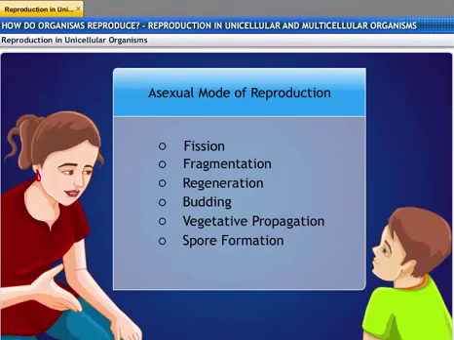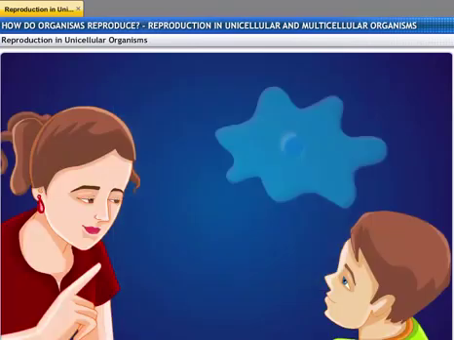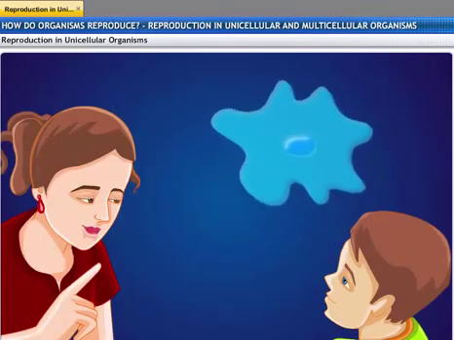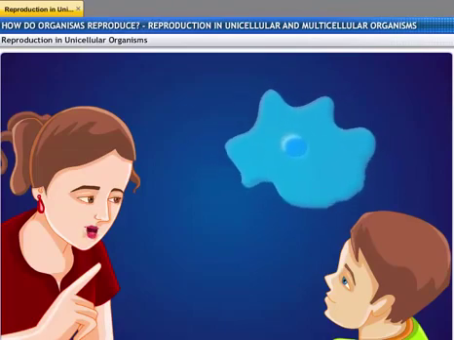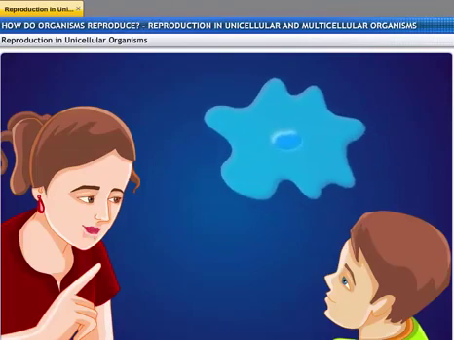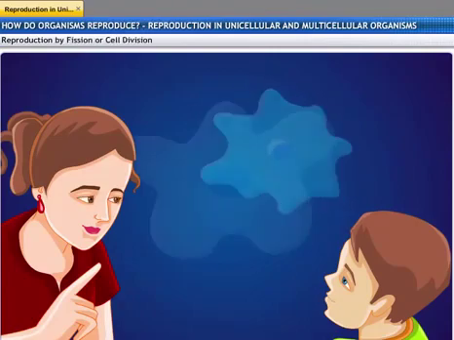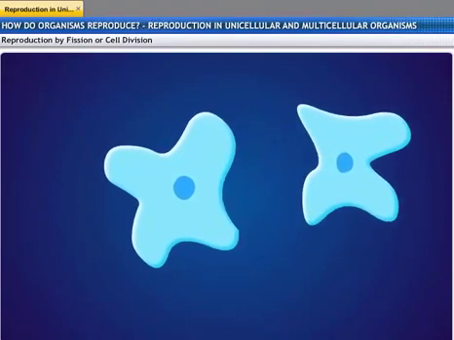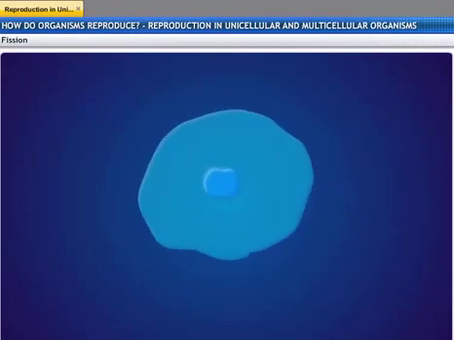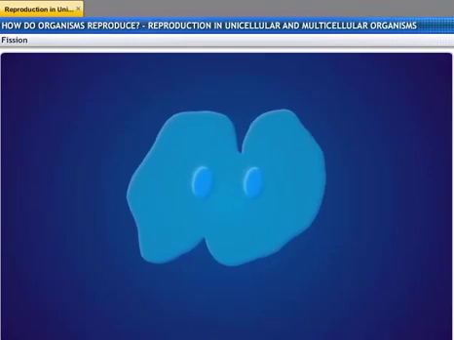Wow! So many ways of reproduction. True. But let's begin at the very beginning. Can you think of a simple unicellular organism? How about amoeba? Good example. Amoeba is a unicellular organism that reproduces by cell division. You mean a cell dividing into two or more cells? Exactly. It is also called fission.